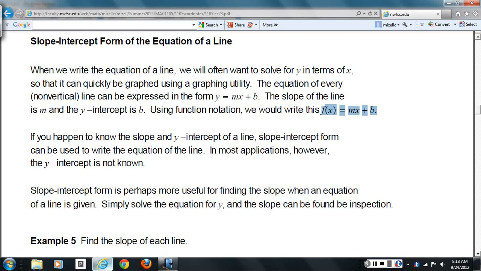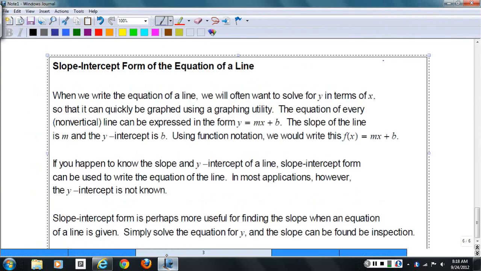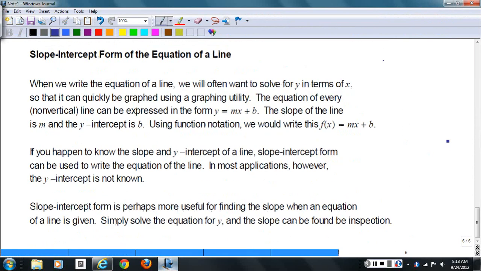We haven't officially defined what functions are, but when we get to the point where we're talking about functions, if we can solve the equation for y and replace the y with the notation f of x, we can express this as a function, give it a function name, and evaluate it like we would evaluate a function. So, just basics in terms of the slope-intercept form and the definition there.